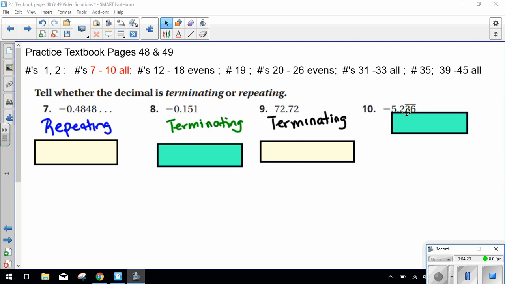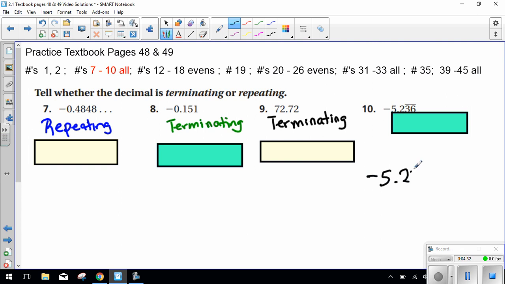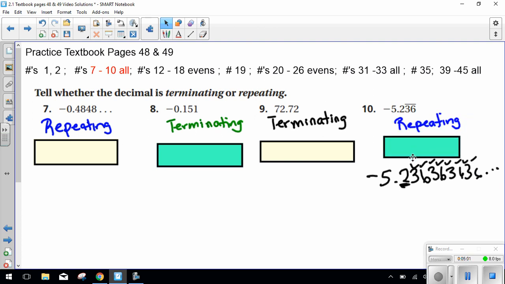And for number 10, if you notice, there's a bar up here, which is very different from what you saw in number 7. So what number 10 is showing us is negative 5 and 236 thousandths repeating. Now, do you notice the bar notation? That's what this little line is called. The bar notation is over the 3 and the 6. That means the 3 and the 6 keep repeating forever. 3, 6, 3, 6. Do you notice the 2 only shows up once up front? Then the 3 and the 6 keep repeating. 3, 6, 3, 6, and so on. So since this keeps going, our solution here is repeating.